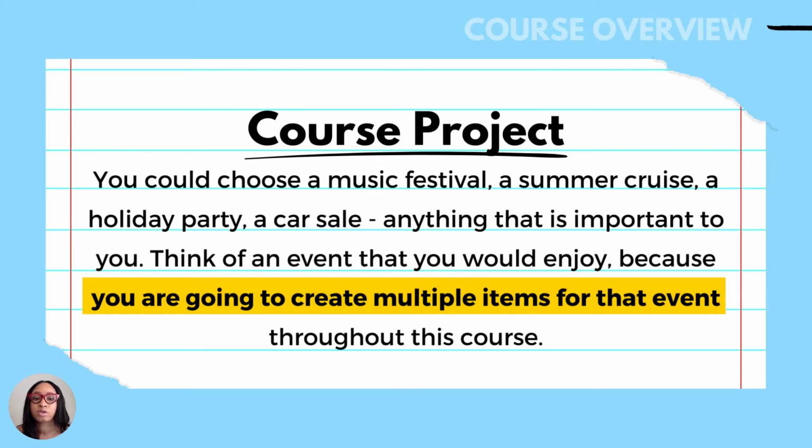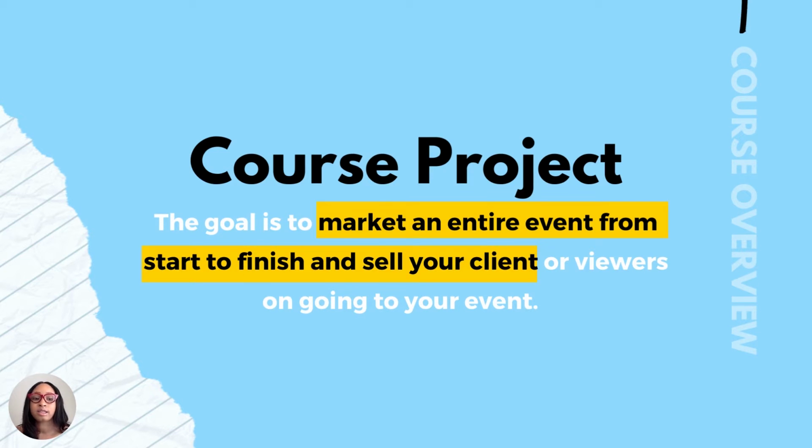So let's do a course overview as we always do, and we will continue to do in each live session. We're going to discuss the course project, which is you're going to select an event that is something that you enjoy, which everyone has by now selected an event, and you're going to create multiple items for that event throughout this course. Now, the course project is to focus on marketing your entire event from start to finish and sell it to your client, which we, everyone in class, are going to be your viewers for this event.